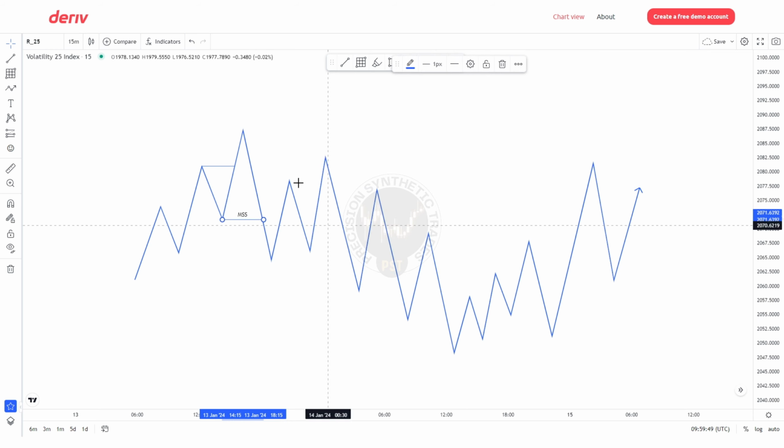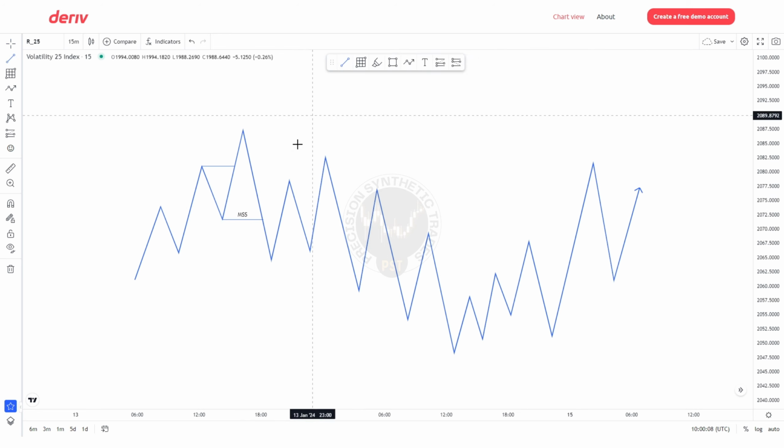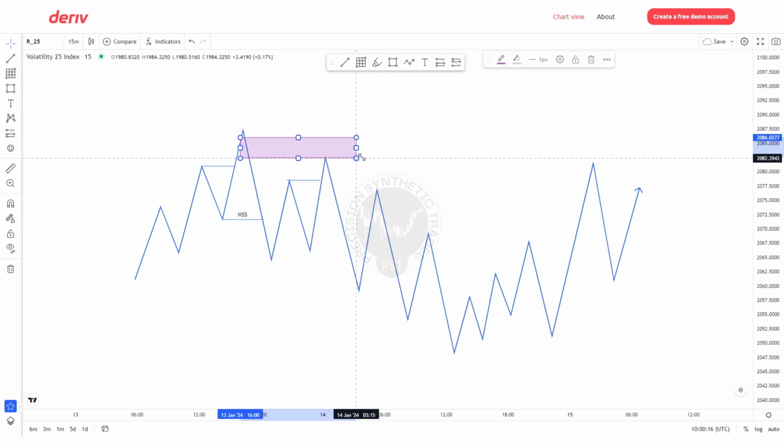Market structure shift. Now let's see what happens. Now price comes down, creates a lower high, but we still got this big impulse move, so I won't enter from this high here. I would wait for liquidity to be taken here, if there's an order block or fair value gap that's resting here.